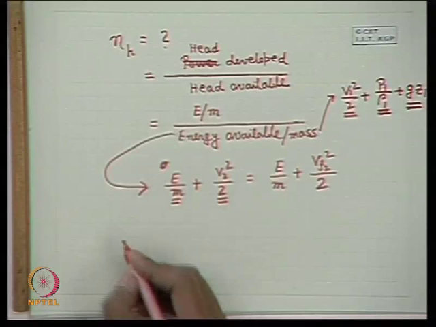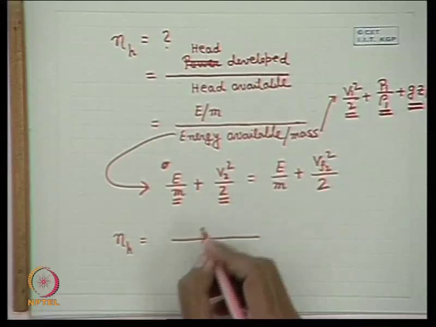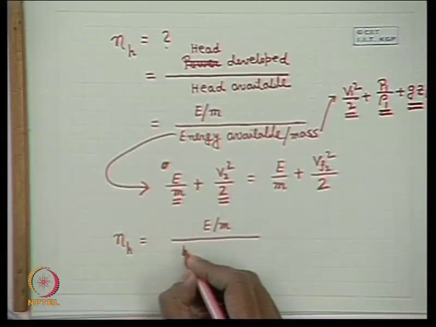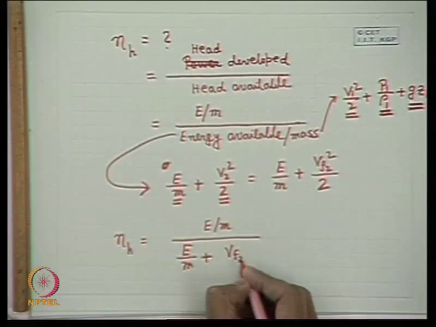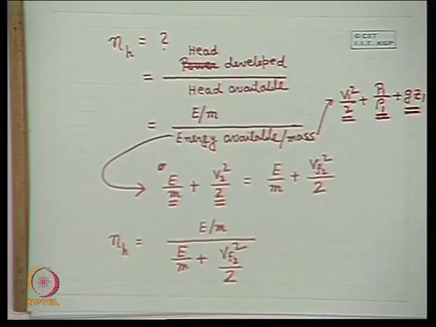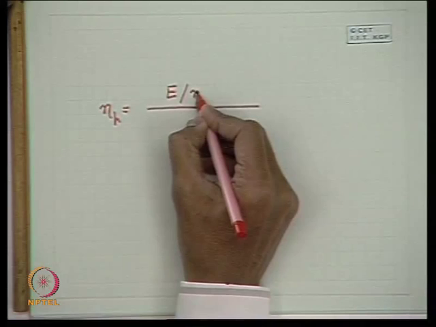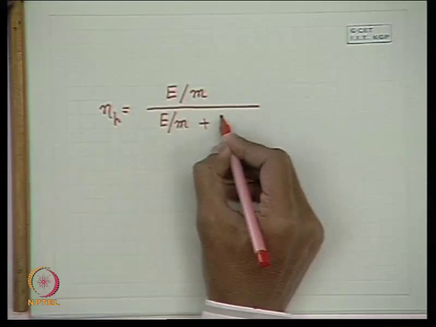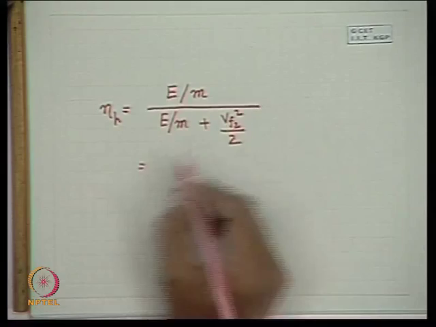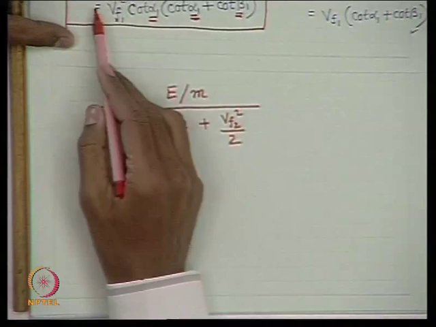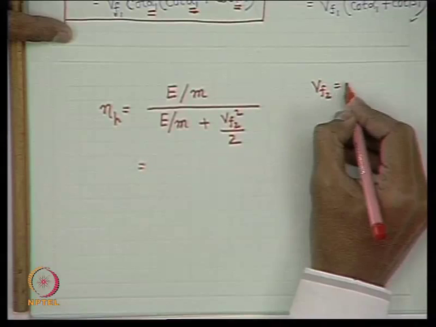So, I can write tactfully eta H is equal to E by M divided by E by M plus Vf2 square by 2. Then it is okay. So, here lies the concept. Now, these are algebraic steps. If I substitute this expression for E by M and consider that Vf2 is equal to Vf1, what will I get?